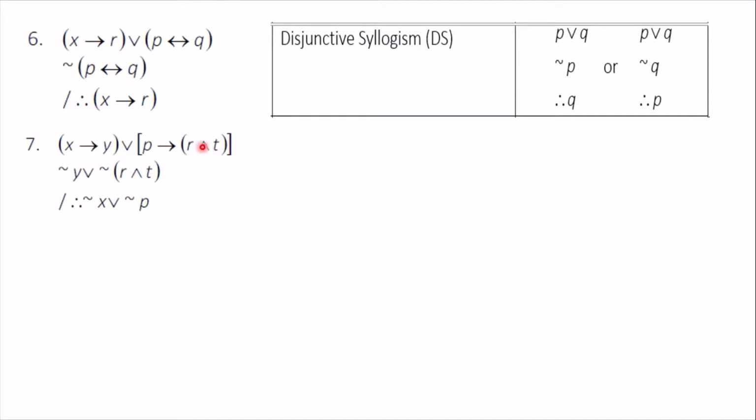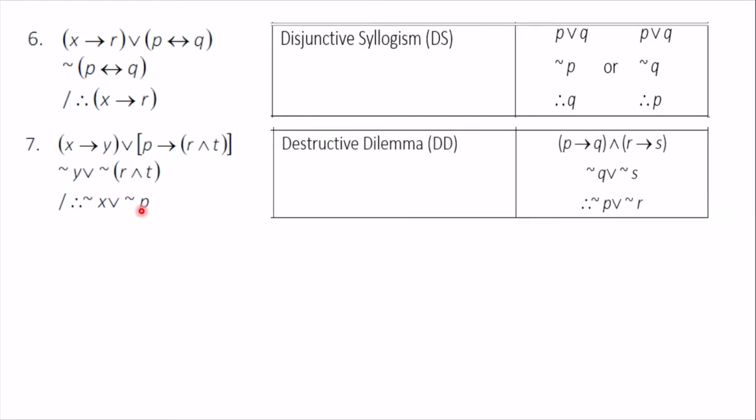Pagka hindi na pwede ito, of course, hindi na rin pwede yung P. So we have not P. So pagka if we're going to combine the two, not X or not P. Okay? And what rule is that? Is the destructive dilemma.